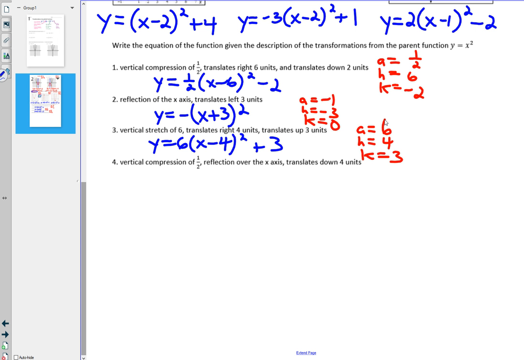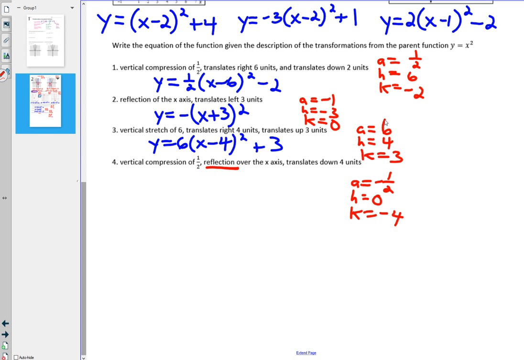And then Kai, why don't you take us home? Give me A, H, K. Good, because of the reflection and a compression, A is going to be negative 1/2. Excellent. H would be good, 0, yeah, because there's no left or right. And then K is? Yeah.